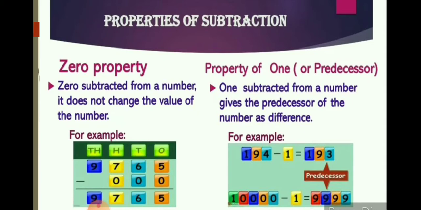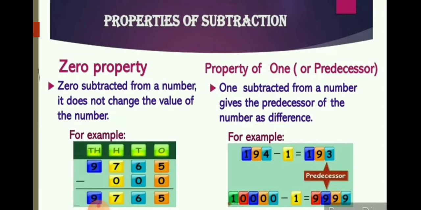Property of 1 or predecessor property. When 1 is subtracted from a number, it gives the predecessor of the number as the difference. You can see from the example that when we are subtracting 1 from 194, we are getting 193.